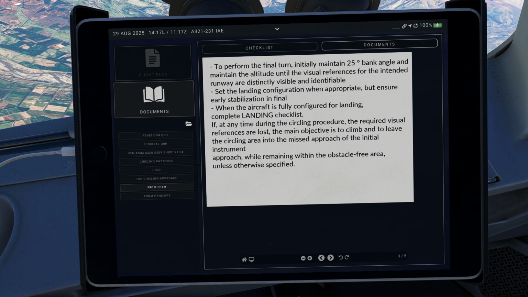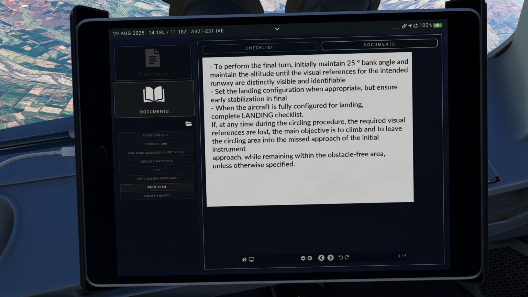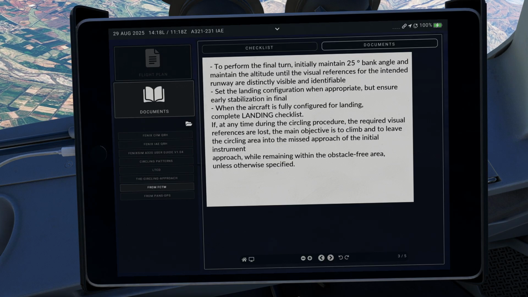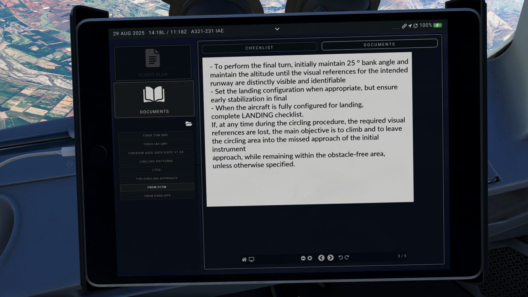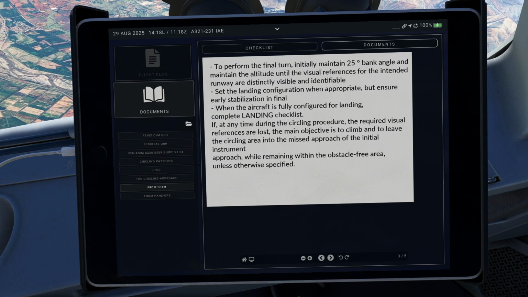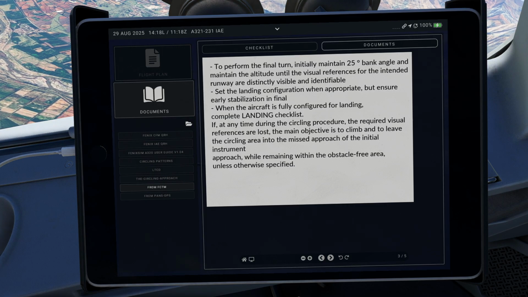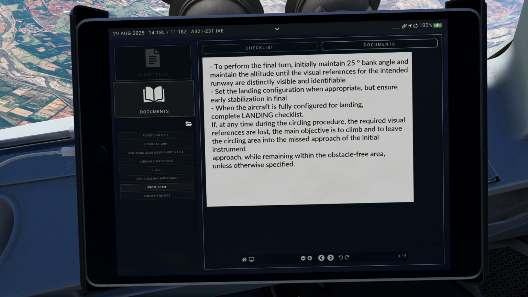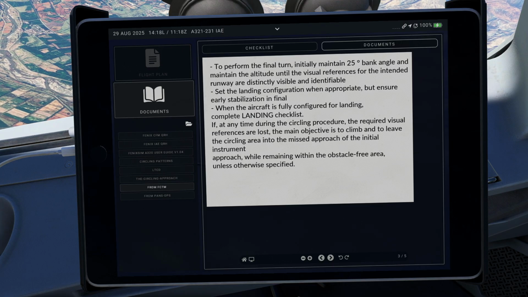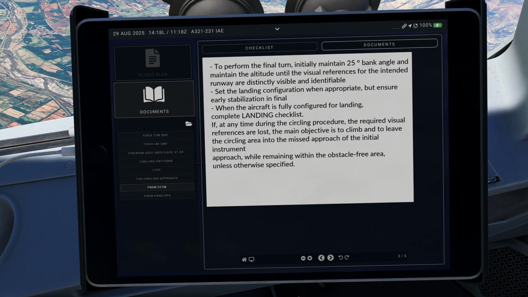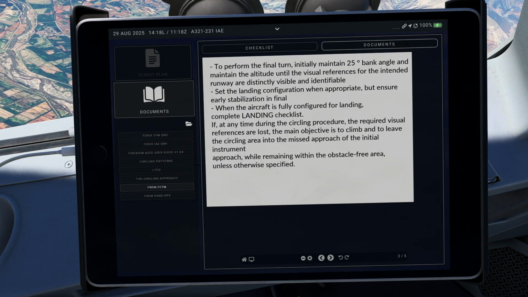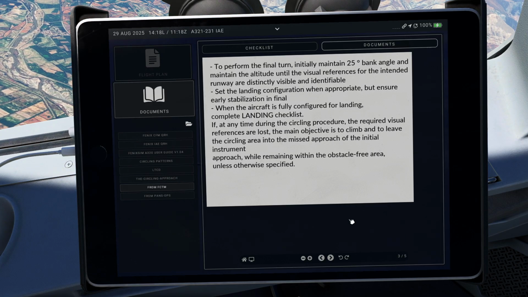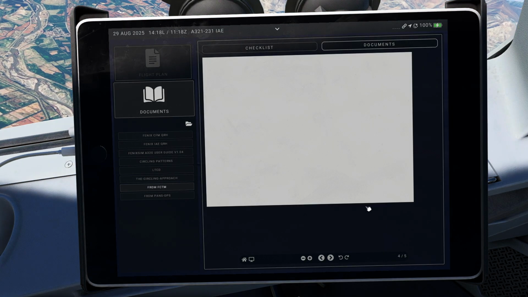If at any time during the circling procedure the required visual references are lost, the main objective is to climb and to leave the circling area into the missed approach of the initial instrument approach while remaining within the obstacle free area, unless otherwise specified.